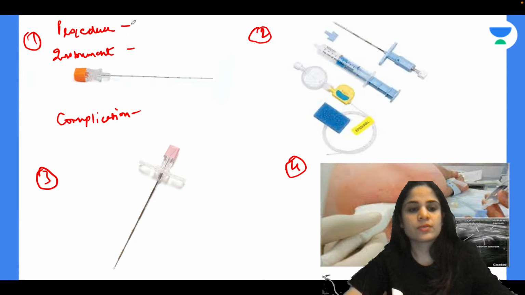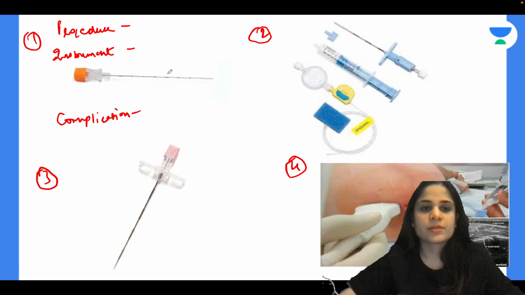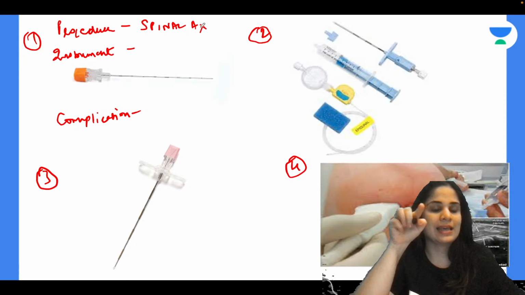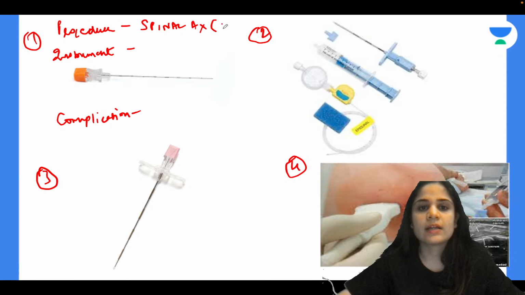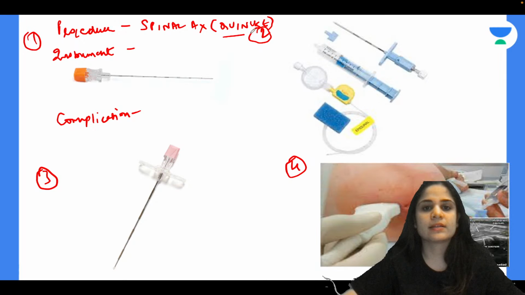Very good, Swapnil. Swapnil is saying that the first procedure is an instrument which is used for giving spinal anesthesia. Excellent. Absolutely correct. So this is spinal. I am writing anesthesia as AX. This is the instrument for spinal anesthesia, also called the spinal needle. Another name for spinal needle is Quincke-Babcock needle. Please remember this Quincke-Babcock needle. I am writing it in the bracket over here.